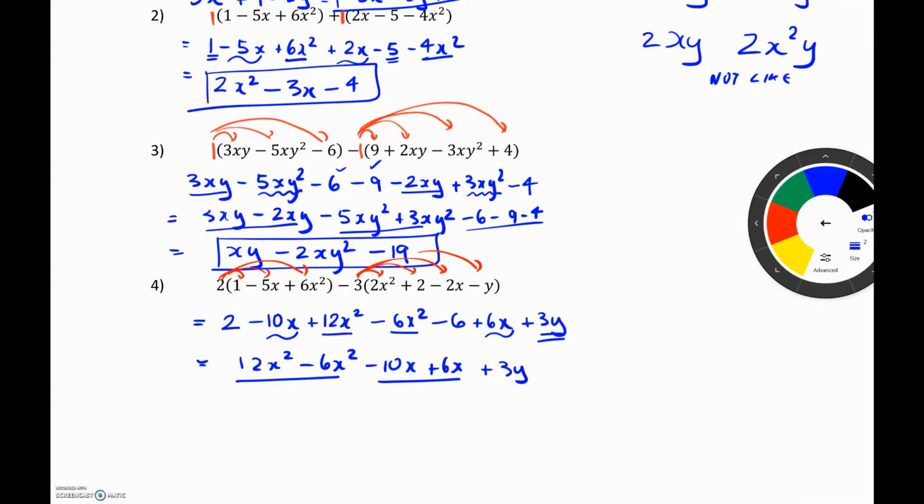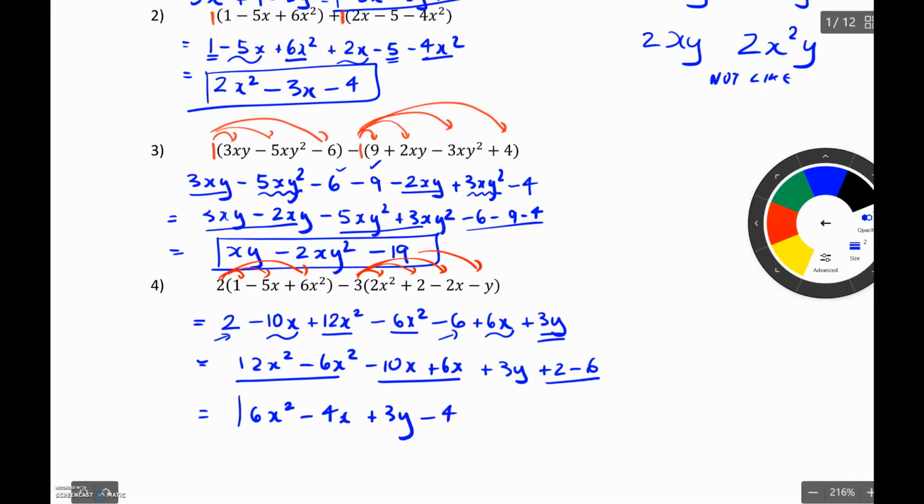Then what do we have left now? We have the 2 and the negative 6. So plus 2 minus 6. Those are like. And of course, if we simplify, we get 6x squared minus 4x, then plus 3y. And we combine the 2 with the negative 6 to give us a negative 4.